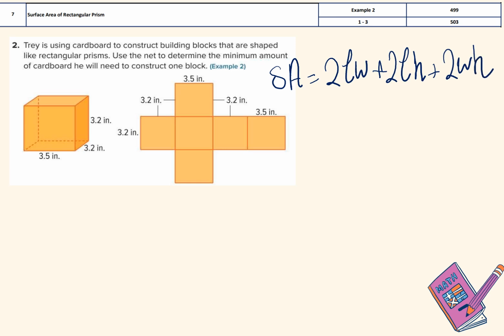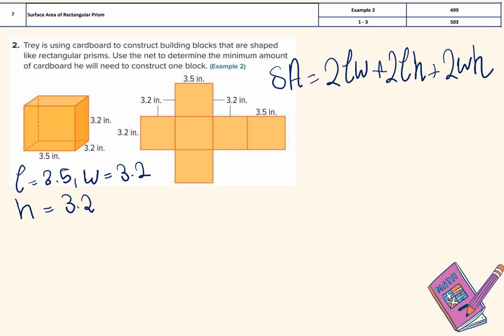That's the easiest way. Of course, you can find the area of each rectangle here and then add all the areas. That's also correct, but I find this easier and faster. So let's identify the length, width, and height. The length is going to be 3.5. The width is 3.2. And the height also is 3.2.